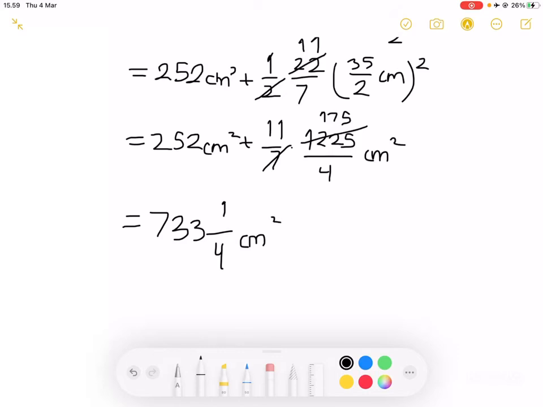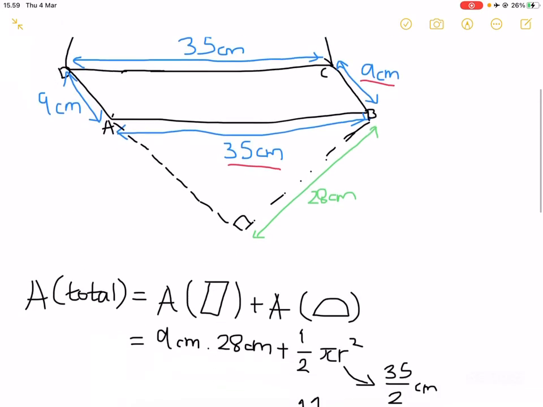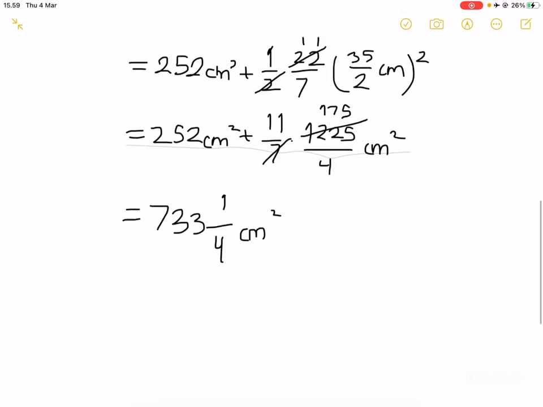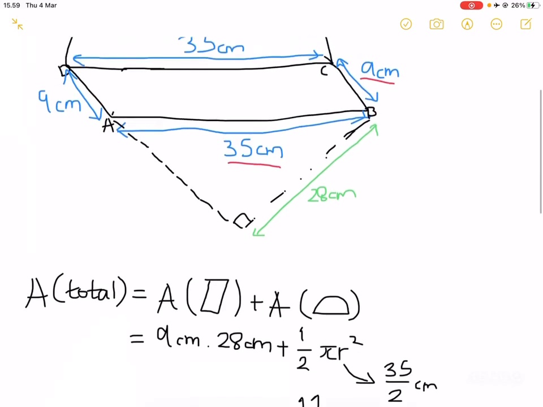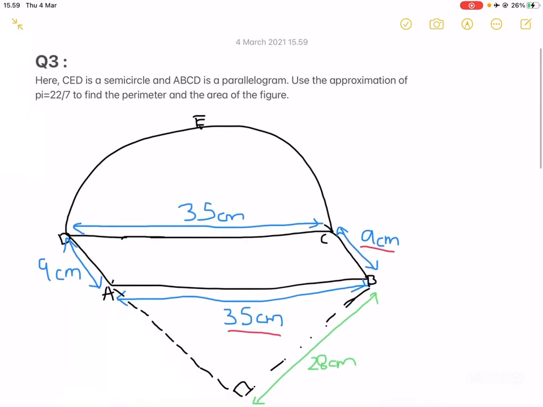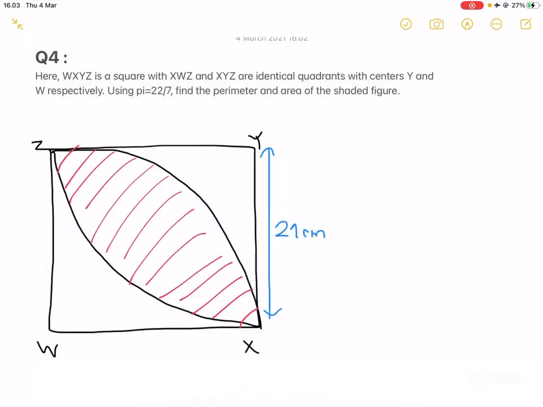In this section where you have to calculate big numbers, you may use a calculator. However, if you're not allowed to, you'll be forced to calculate that using long division and stuff like that. Alright, so that's it for question 3. Let's jump into the fourth question, which I think is a bit challenging.